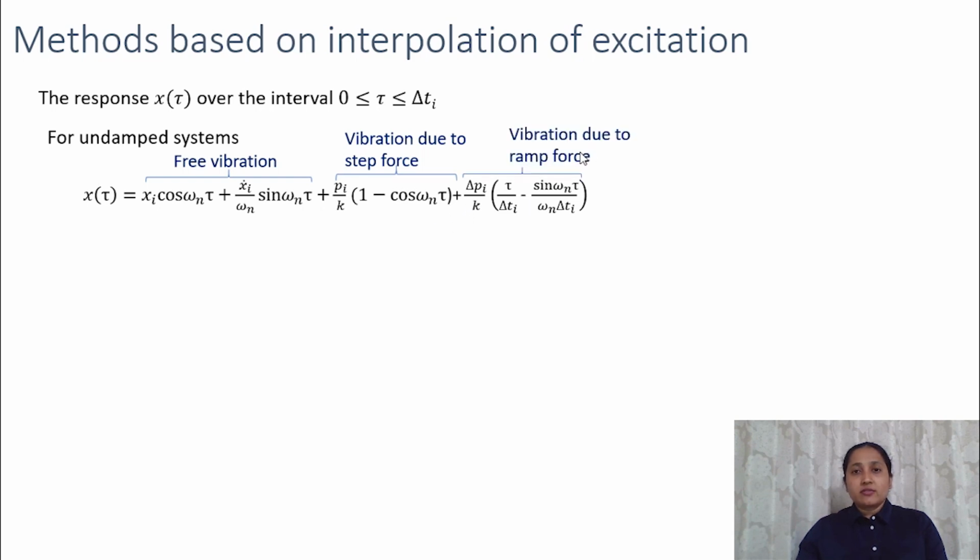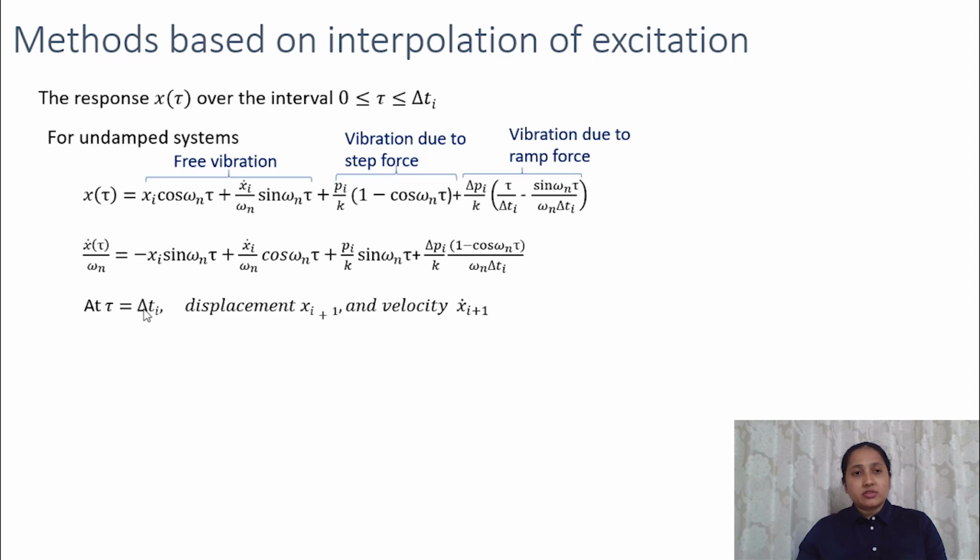Then we have vibration due to ramp force. So that would be delta Pi by k times tau by delta Ti minus sin omega n tau by omega n delta Ti. So this also we have derived earlier. So the total response of the single degree of freedom system in this interval is equal to this, the sum of these three vibrations. And if we differentiate this, we would get the velocity in this time interval. So the velocity would be equal to this.